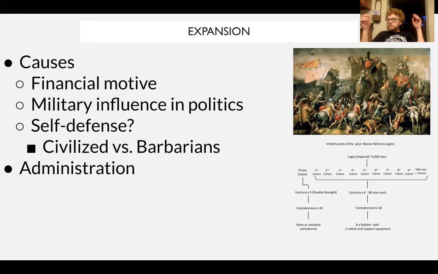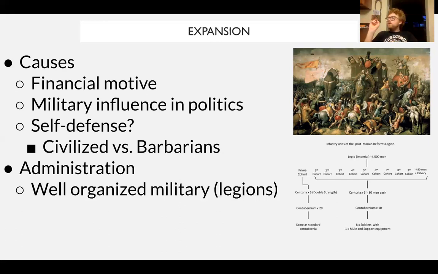In terms of administration, we're first going to look at the military, then we'll look at the conquered places that the military will occupy. Well, the Roman military is legendary for being, or should I say legionary? Well, the Roman military is extremely well organized. This organization is going to be a major reason why it's so successful.